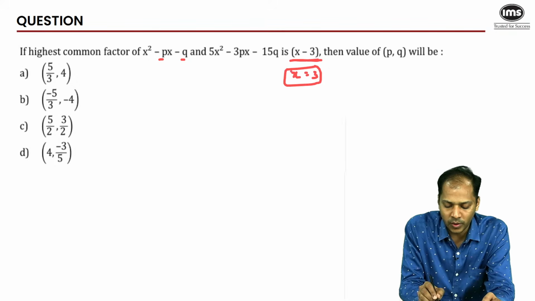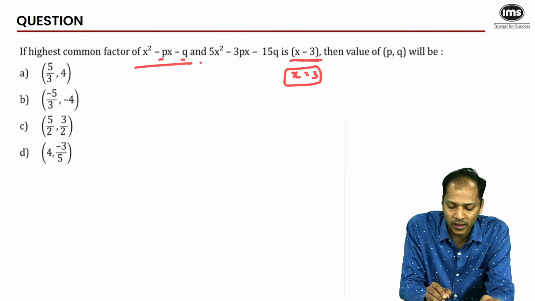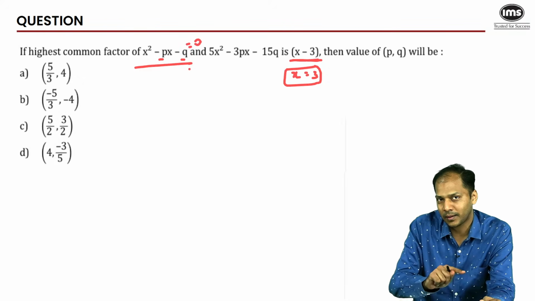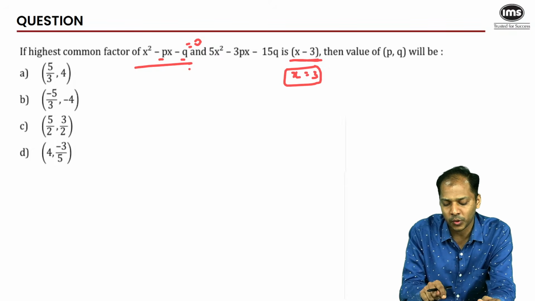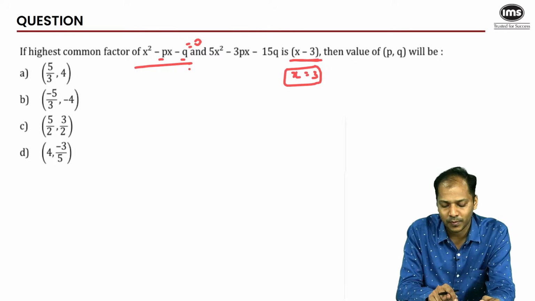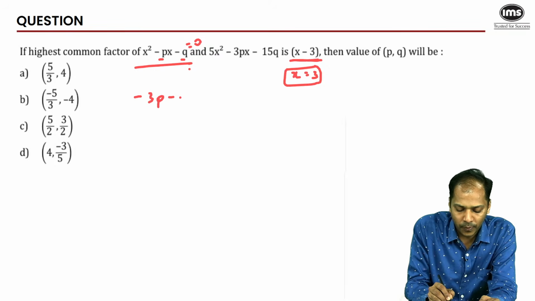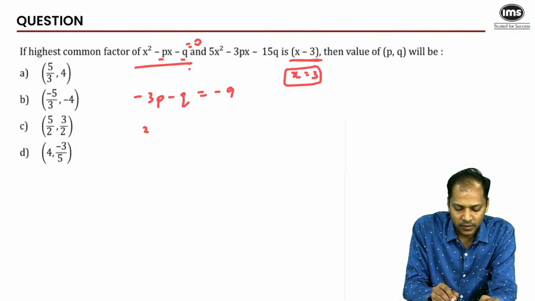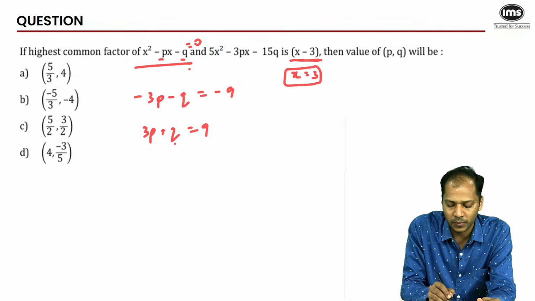If this is equal to 0 and I put x equal to 3, I'm going to skip steps, because in the exam I'm directly taking this equal to 0, so I'll jump a few steps mentally. So x square would become 9, go on the other side and become a minus 9. Minus 3, so minus 3p minus q equals minus 9. Therefore, 3p plus q equals 9. This is equation number 1.